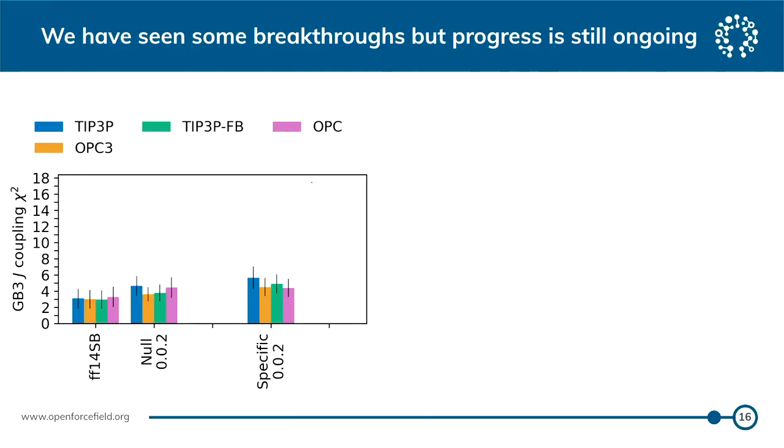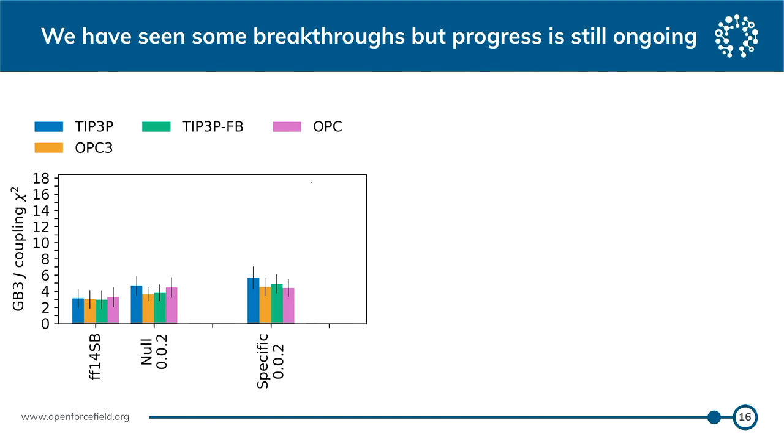So this can be briefly summarized with this graph on the left here showing scalar couplings. AMBER remains pretty robust across different water models in simulating GB3. But for each of our null and specific 0.0.2 force fields, we see issues with secondary structure.